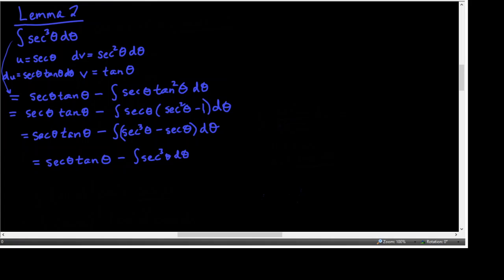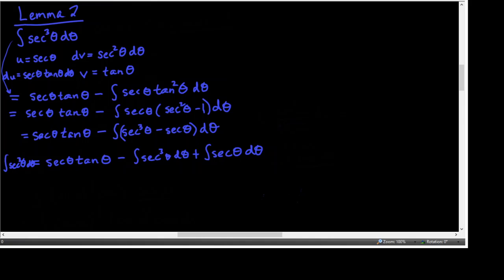And here, please make sure you distribute that subtraction carefully. Minus negative secant theta becomes plus secant theta d theta. Well, this is one of those kind of circular ones. This is what we started with, the integral of secant cubed theta d theta, and that's contained within my answer.